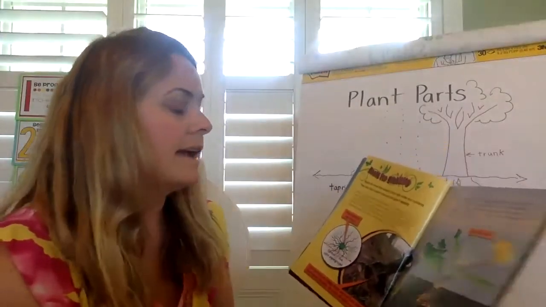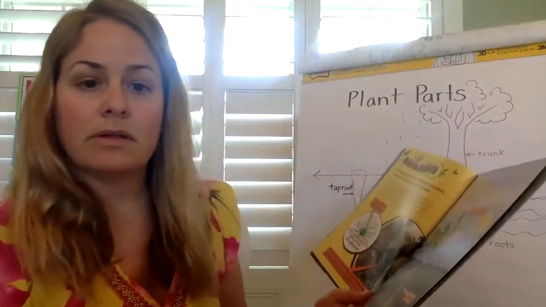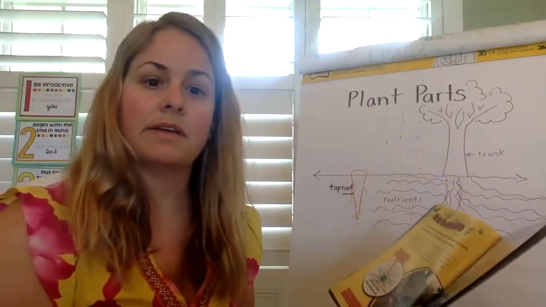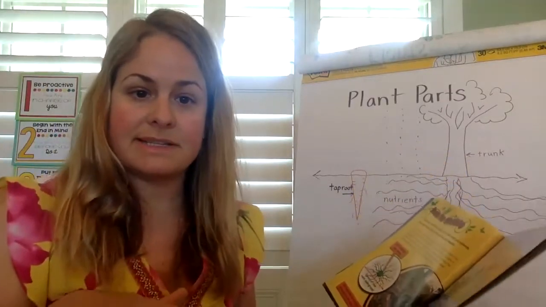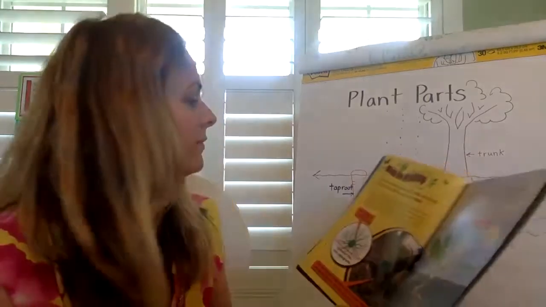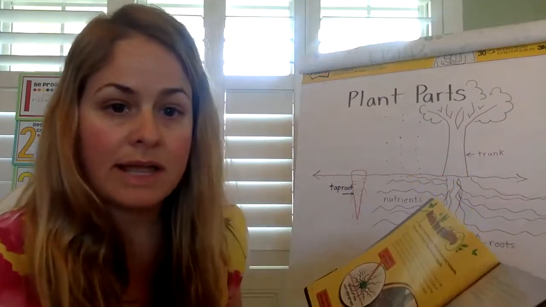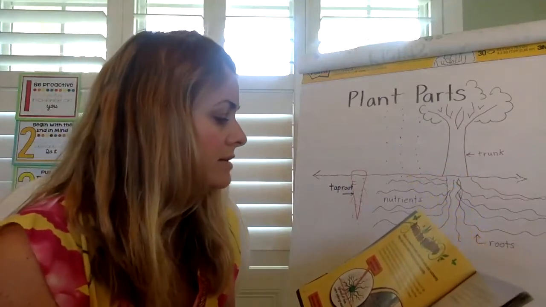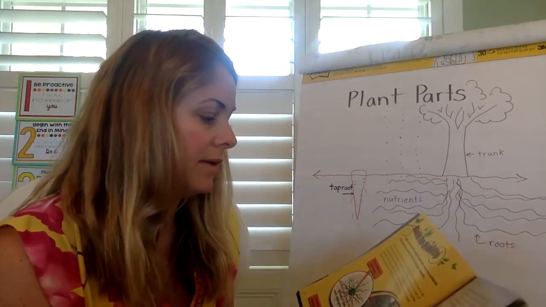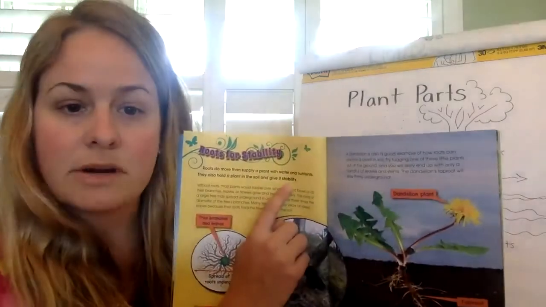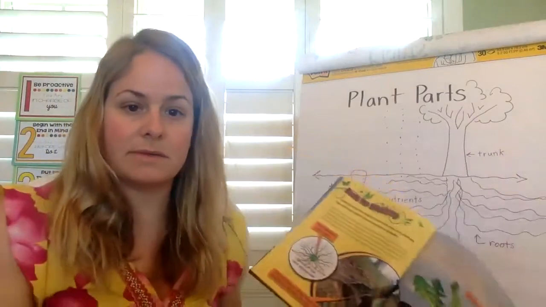Roots for stability. Now, stability means stable, not falling over, not falling to one side or another. Our feet help us stay stable when standing. Roots do more than supply a plant with water and nutrients. They also hold a plant in the soil and give stability. Stability is labeled there in dark, bold print. So we're going to write the word stability.